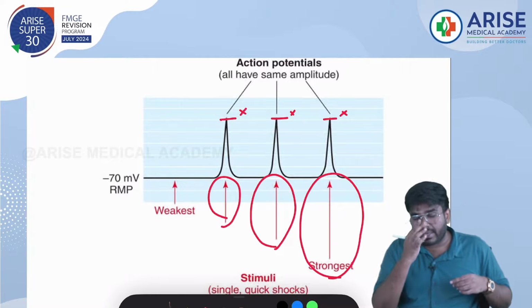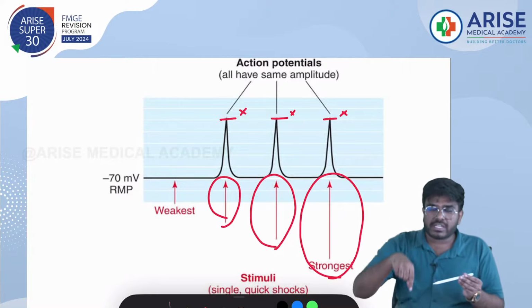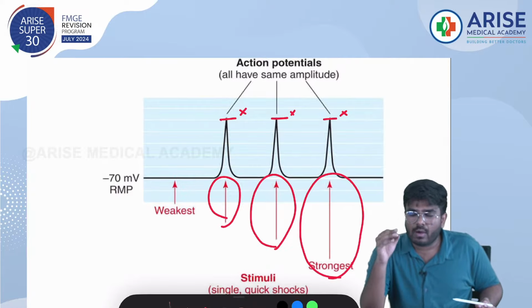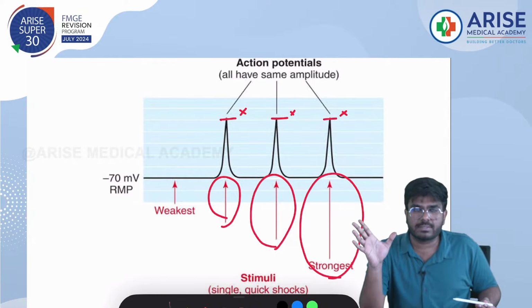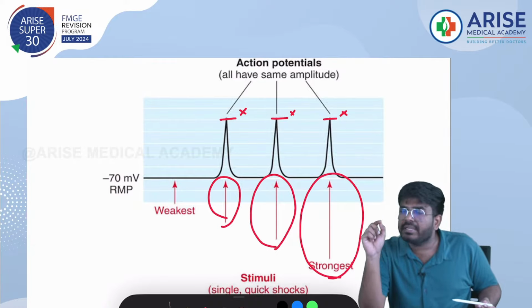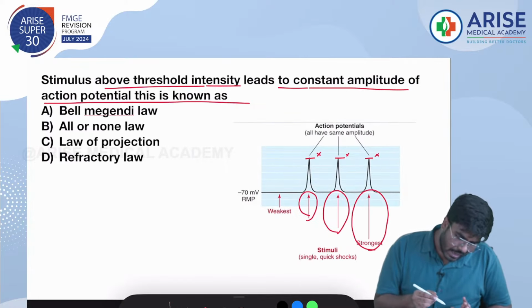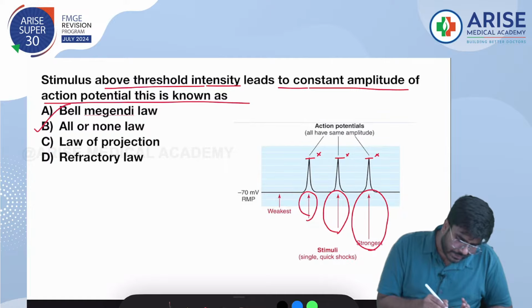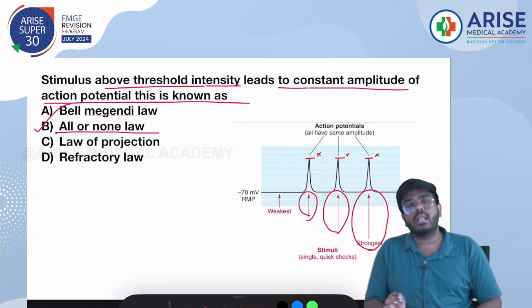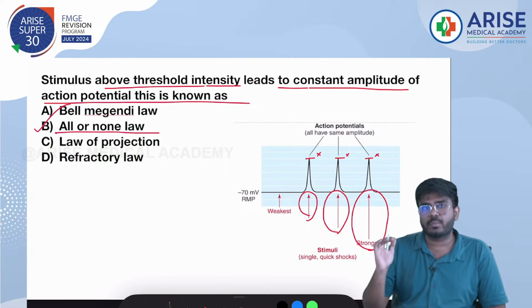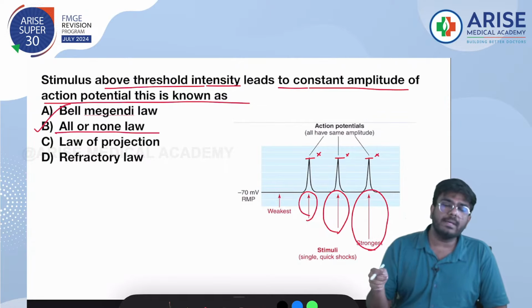It doesn't matter, like, say if you give more stimulus, more action potential, less stimulus, less action potential. No, it's not like that. Doesn't matter what the stimulus is. Always the amplitude, the height of the action potential is constant. This is called the all or none law. Always the amplitude of the action potential is constant regardless of the stimulus. All or none law.